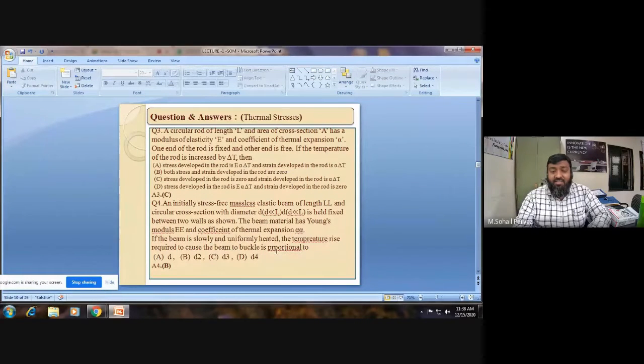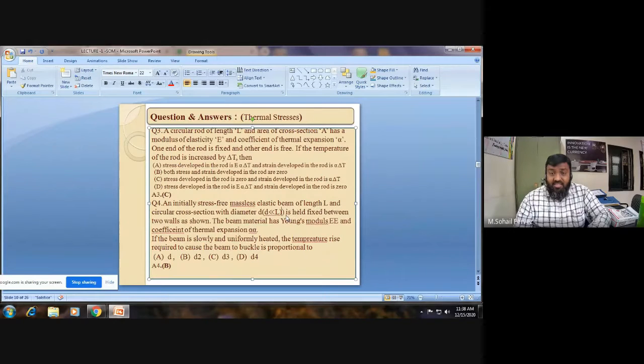And the last one is again very important, so you can very well grasp it. An initially stress-free massless elastic beam of length L and circular cross section D is held between two fixed walls as shown. Obviously the same diagram. The beam material has Young's modulus E and coefficient of thermal expansion alpha. So in this case, the temperature rise required to cause the beam to buckle is proportional to.